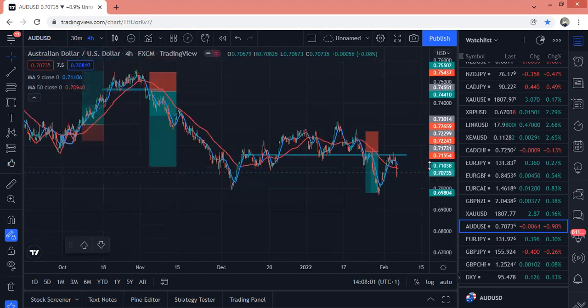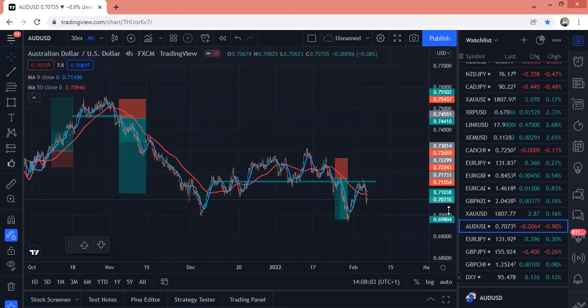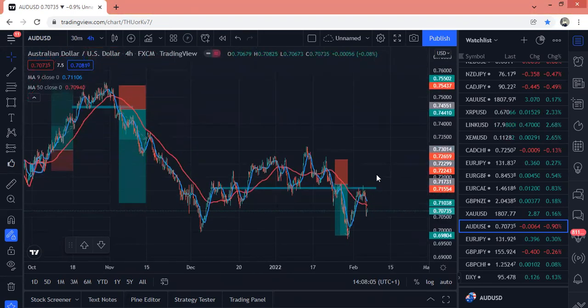So guys, I hope you were able to pick out one or two things from the short clip on moving averages, how to use moving averages 9 and 50 in a correct way.